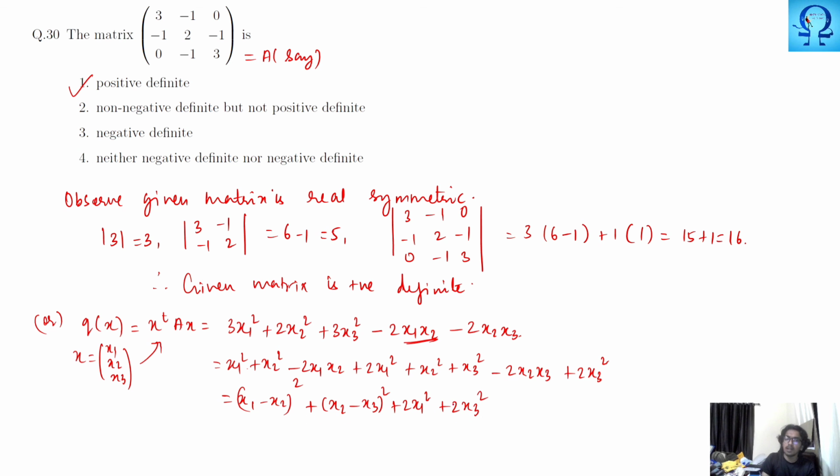Okay, all these quantities are squares. So this is greater than or equal to 0 for all x in R3 and strictly greater than 0 for all non-zero x in R3. By definition also we are able to prove that this is a positive definite matrix. So that's it in this video. Thank you.